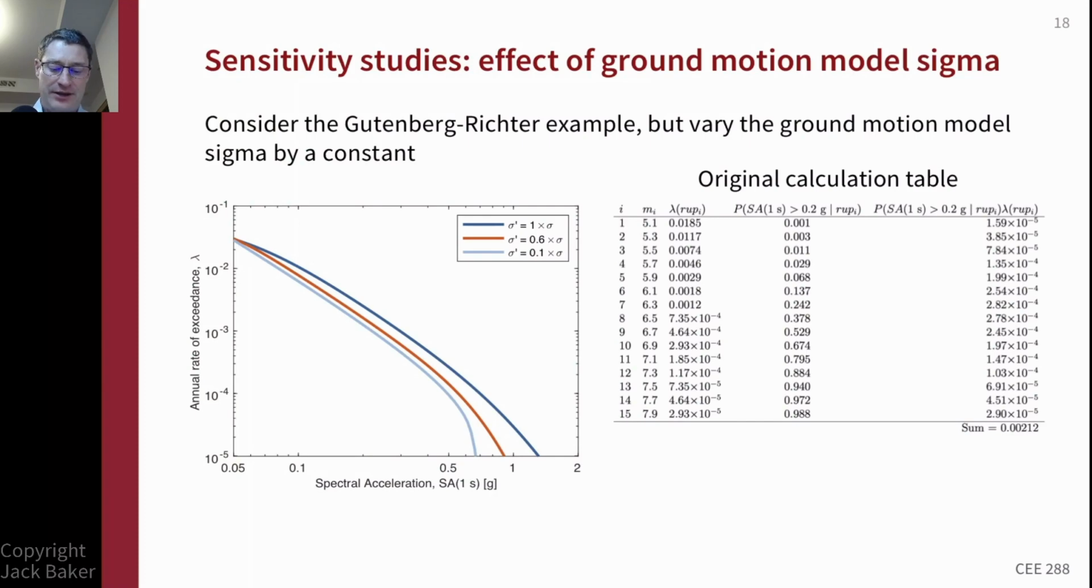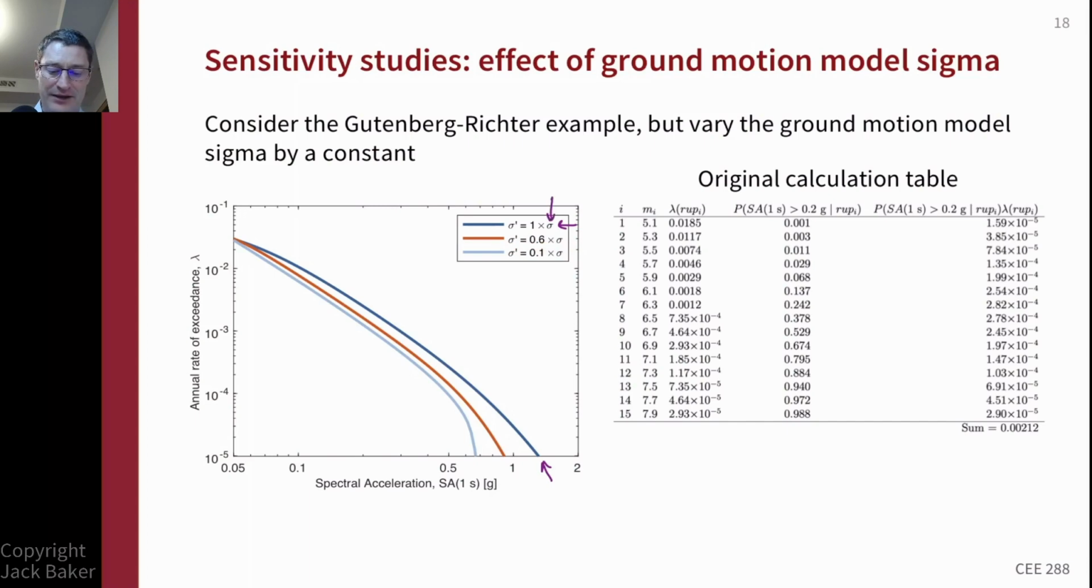So what I've got is in the dark blue line, this is our baseline again. We're going to do all the calculations as per standard. And what I've got indicated in the legend is that the standard deviation for the ground motion model is just the original standard deviation, so 1 times that. In the red, what we've got is a calculation where the standard deviation for the ground motion model is only 0.6 of the reference standard deviation.